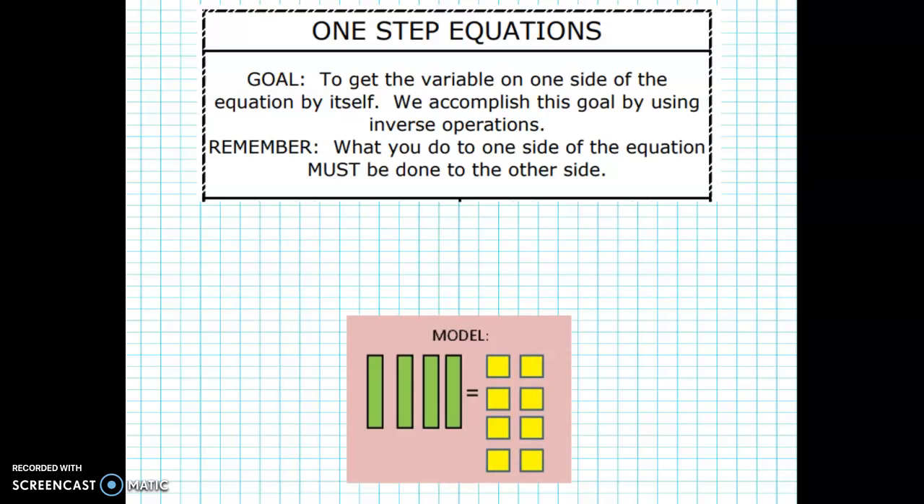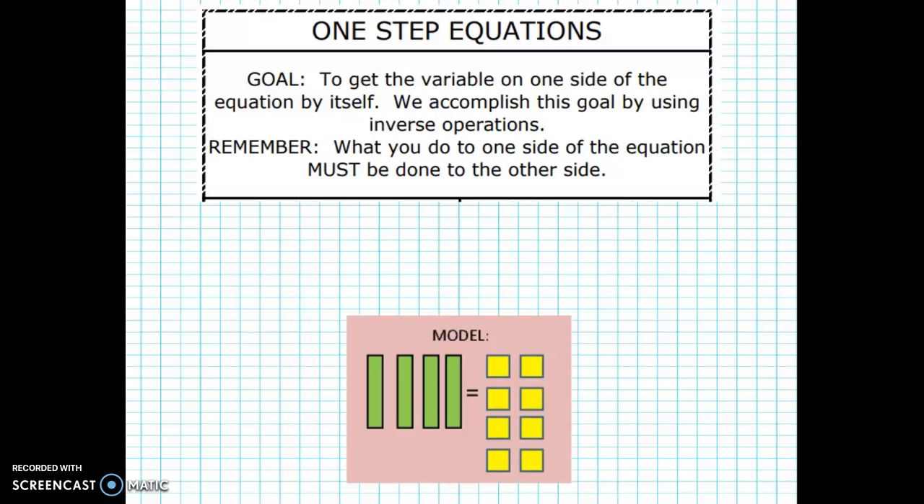In this lesson, we'll be looking at one-step equations, but ones that use multiplication and division. The goal is to get the variable on one side of the equation by itself. We accomplish this goal by using inverse operations. Remember, inverse is another word for opposite. If you're using multiplication, you're going to divide. If you're going to divide, you're going to multiply.